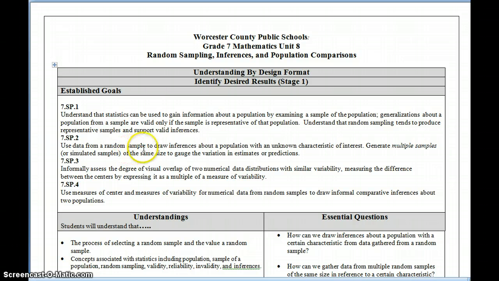Using data from a random sample to draw inferences about a population with an unknown characteristic of interest. Informally assessing the degree of visual overlap of 2 numerical data distributions with similar variability and measuring the difference between the centers. And using measures of center and measures of variability for numerical data from random samples to draw informal comparative inferences about 2 populations.